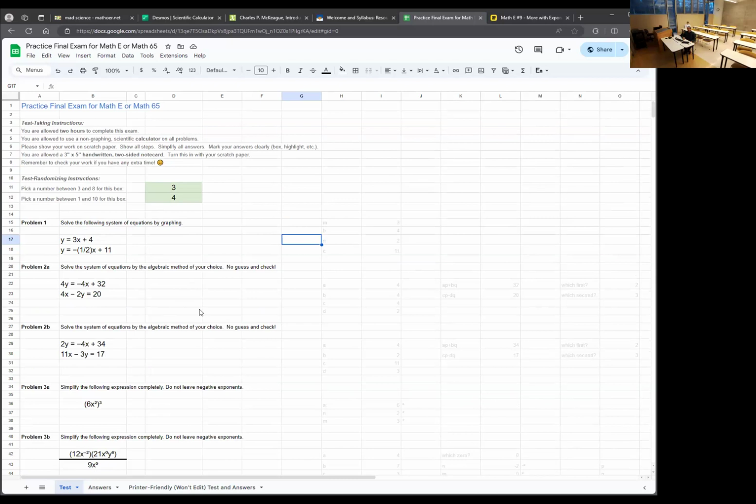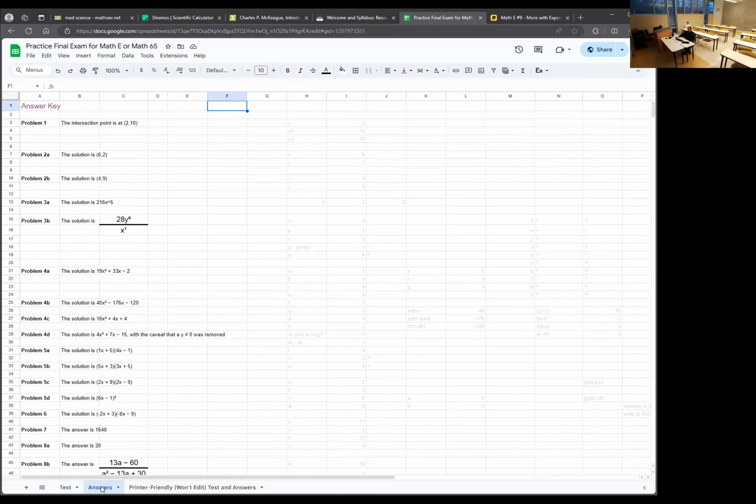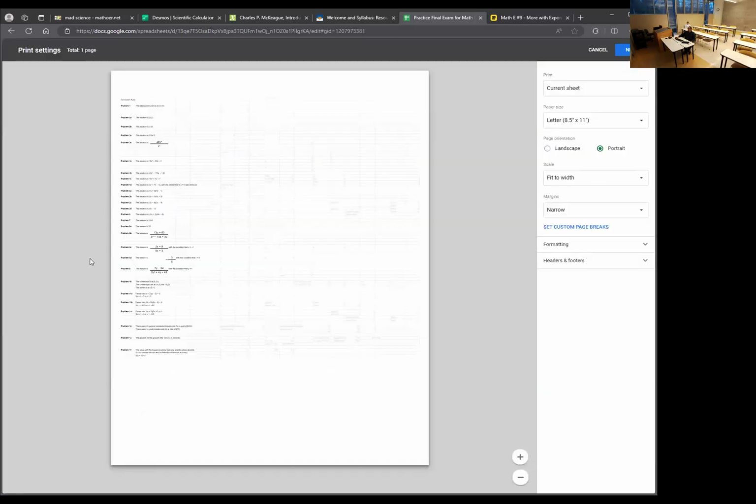Yes, Anthony, will you show me one more time how to print? I get how you can just go up to file and print on this page, but how do you do the answer key? You go at the bottom to these tabs here. They're different pages, so go to the answer key one, and then the same thing happens. Now if I go file and print, it's the answer key.